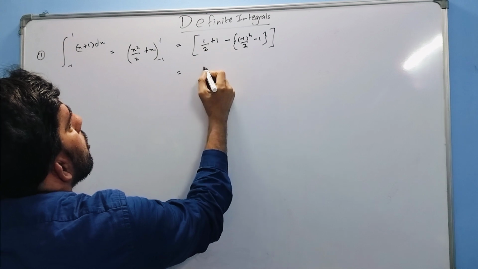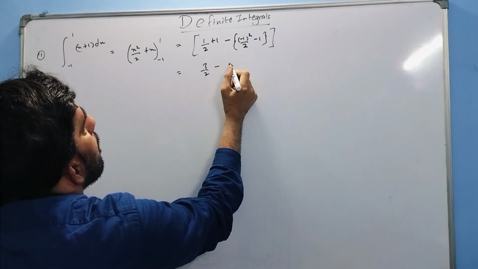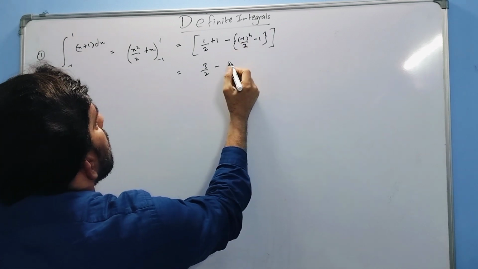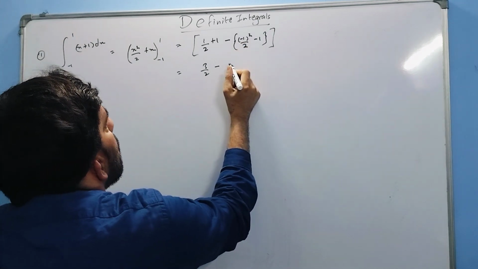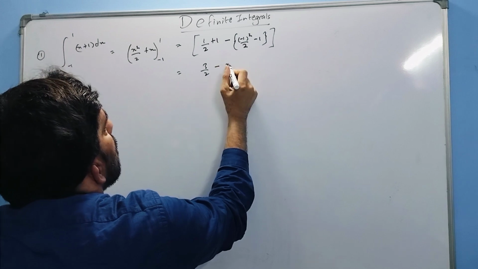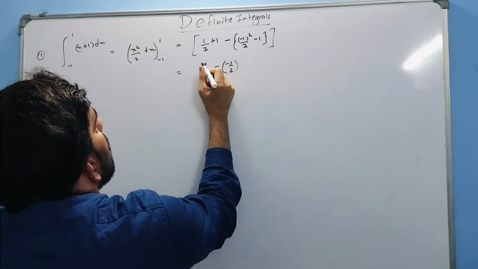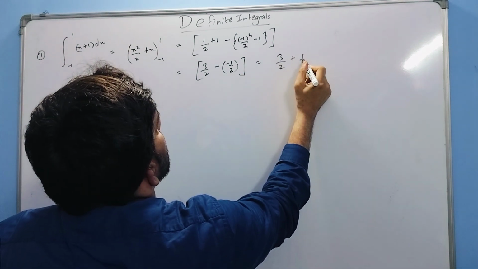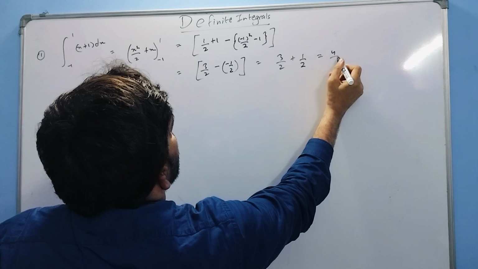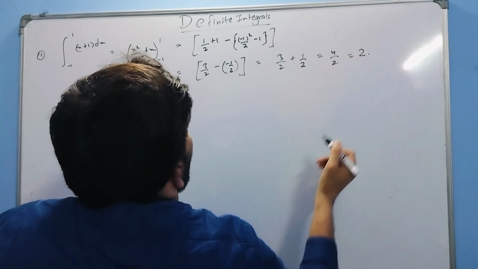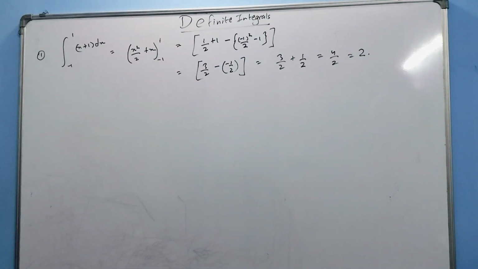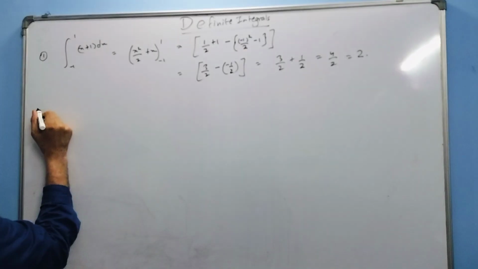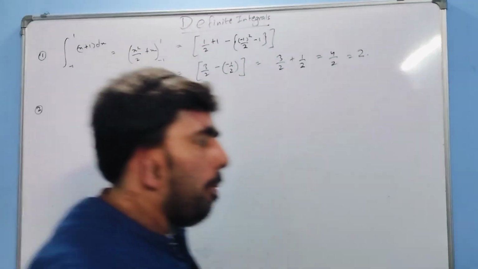So now let us see how we will find the answer here. Half plus 1 is 3 by 2, minus, here I got half minus 1. So half minus 1 will be minus half. So we will write this. So I finally found my answer, 3 by 2 plus half, so 4 upon 2, I got 2. Like this we try to solve a numerical on definite integral. Now let us try to solve another numerical we have.